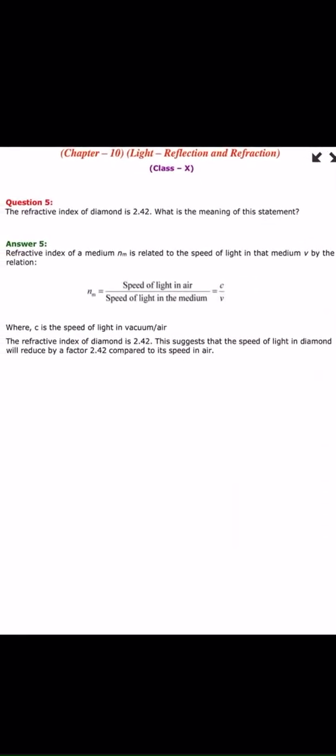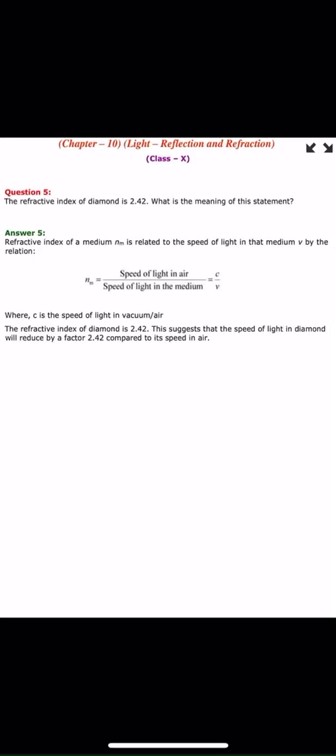Now question number 5: the refractive index of diamond is 2.42. What is the meaning of this statement? Now we know that n is equal to c upon v, where c is the speed of light in vacuum or air, and the refractive index of diamond is 2.42. So it suggests that the speed of light in diamond will reduce by a factor of 2.42 compared to its speed in air.